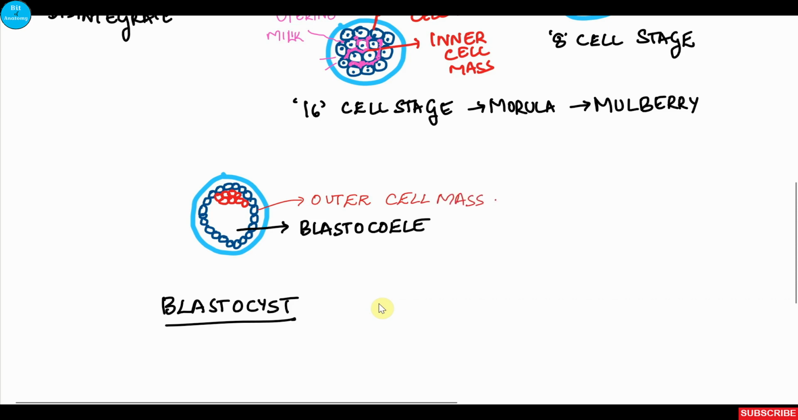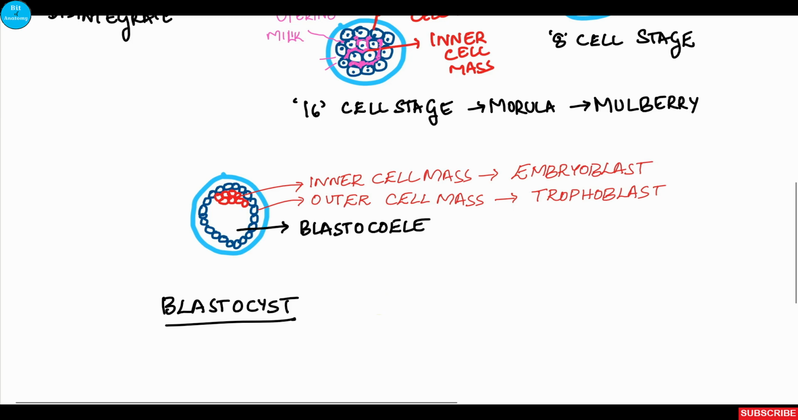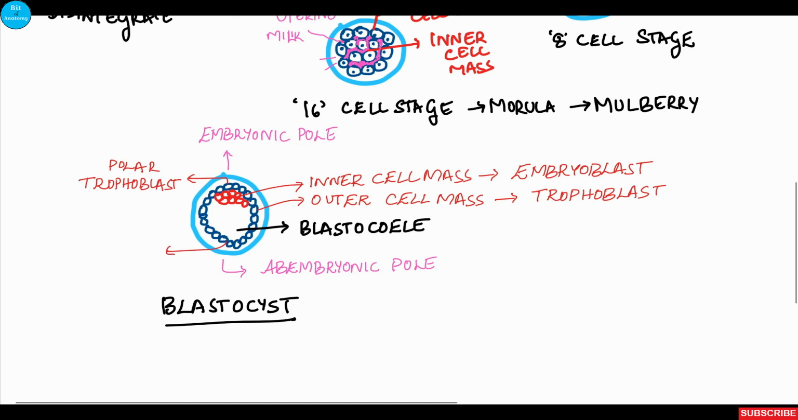The cells are now differentiated into an outer cell mass which forms the trophoblast and gives rise to supporting tissues of the developing embryo, and the few cells that are present in the inner cell mass, only these cells will develop into the embryo, hence they are called embryoblast cells. The part where the embryoblast is present is called the embryonic pole. The opposite pole is called the abembryonic pole. The trophoblast cells which cover the embryonic pole are called polar trophoblast, and the opposite part is called mural trophoblast. These are the various stages that occur in the cleavage division.